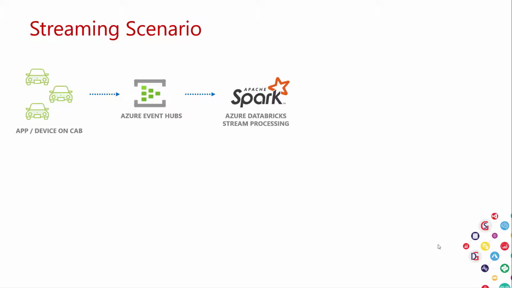All right. Now, once you process this data, you can then go ahead and store this processed data into a variety of sinks. Here we are going to store the processed data into Data Lake Gen 2. And of course, you can visualize that data in Power BI. But in this demo, we'll not be using Power BI. We'll just push the data into the data lake. All right, so this is the streaming scenario that we are going to implement.